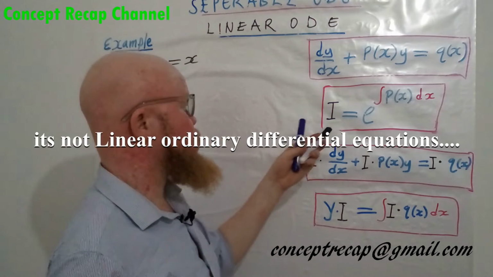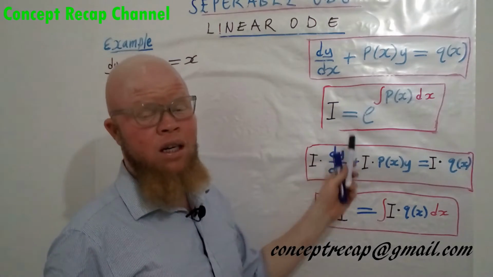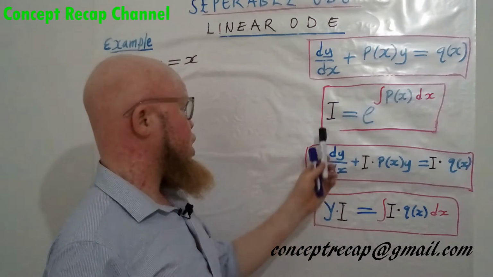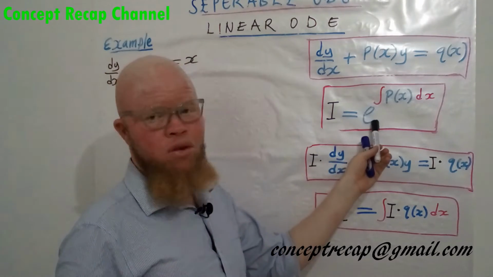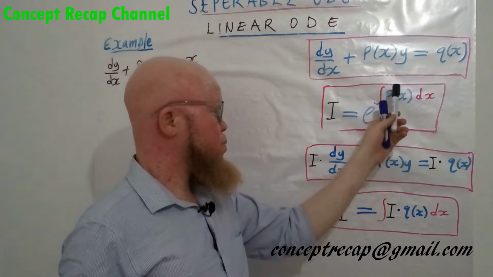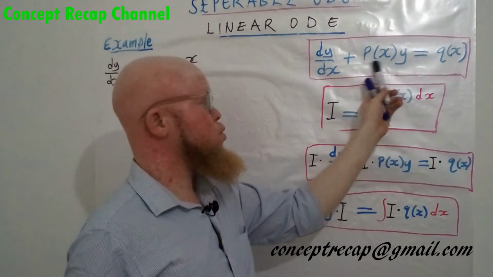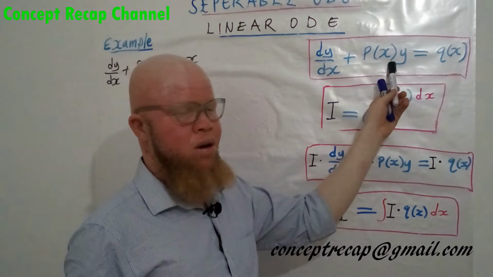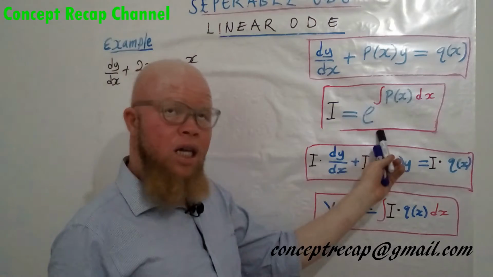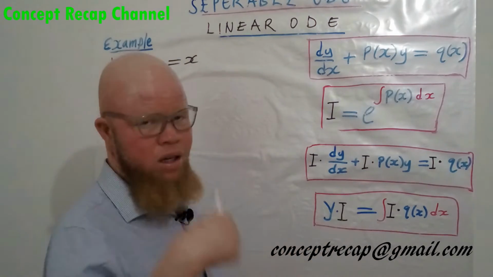The second thing that you need to know is the integrating factor. You are going to use this integrating factor to solve that linear ordinary differential equation. The integrating factor is given by this formula, so you can take it down: e to the power integral of p of x dx. That means in your equation you have to identify what your p of x is, then you put it here, then you integrate, then e raised to that is the result, and that is the integrating factor.